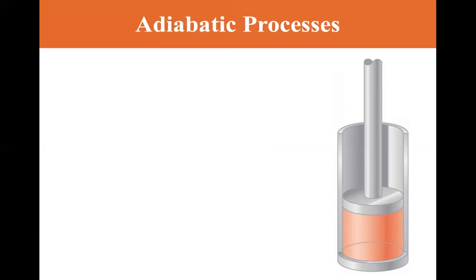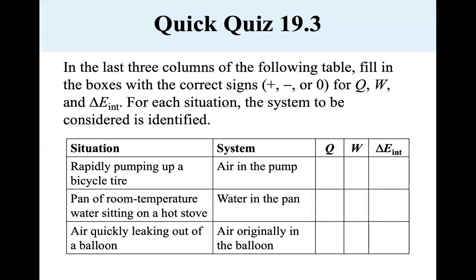Adiabatic means no energy enters or leaves the system by heat. That's an adiabatic process. So the change in internal energy is equal to W. There is no Q. Okay, so let's do a little quiz here. In the last three columns of the following table, fill in the boxes with the correct signs, plus, minus, or zero, for the heat, the work, and the internal energy. For each situation, the system to be considered is identified.